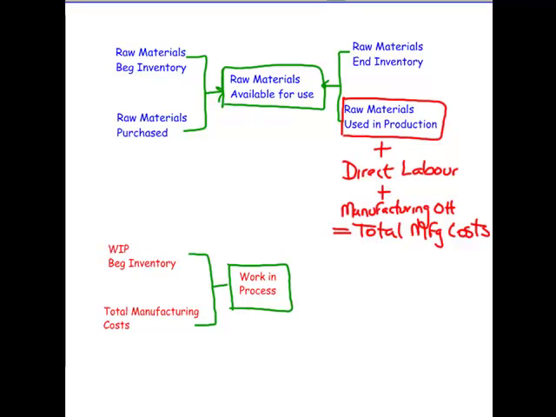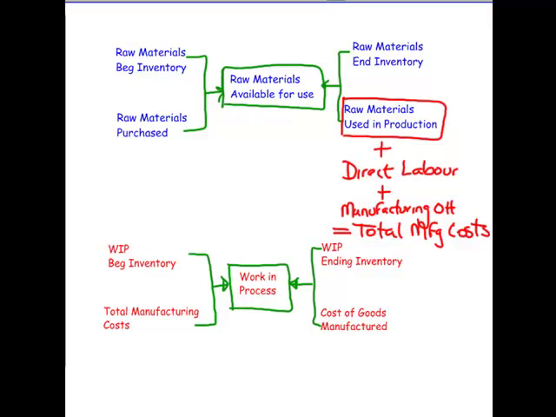Then we know that if we calculate our work in process at the end of the year, we either have it unfinished, sitting in our warehouse, or it's been finished, and that becomes the cost of goods manufactured. These two things added together also have to equal work in process.